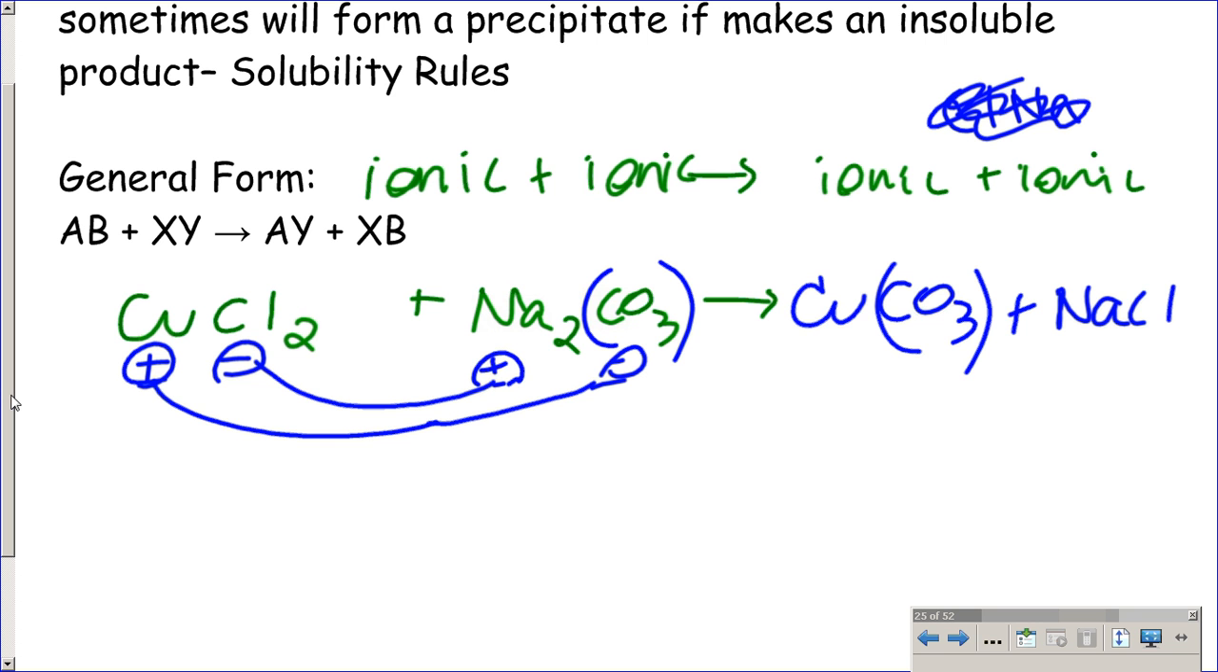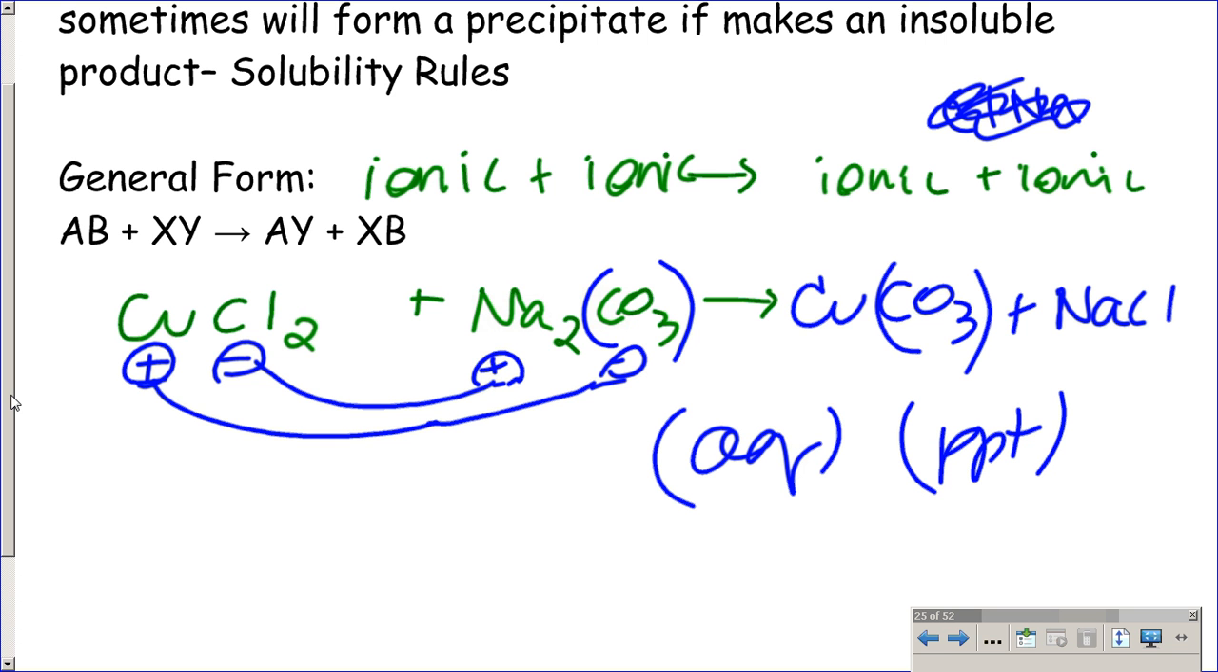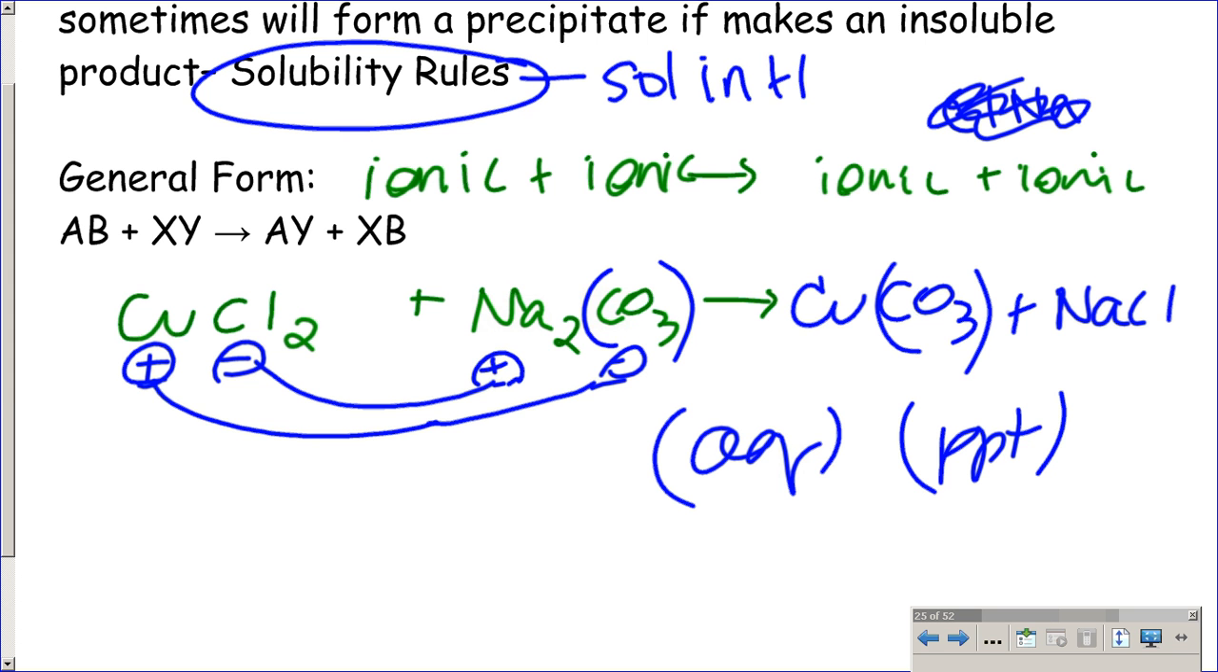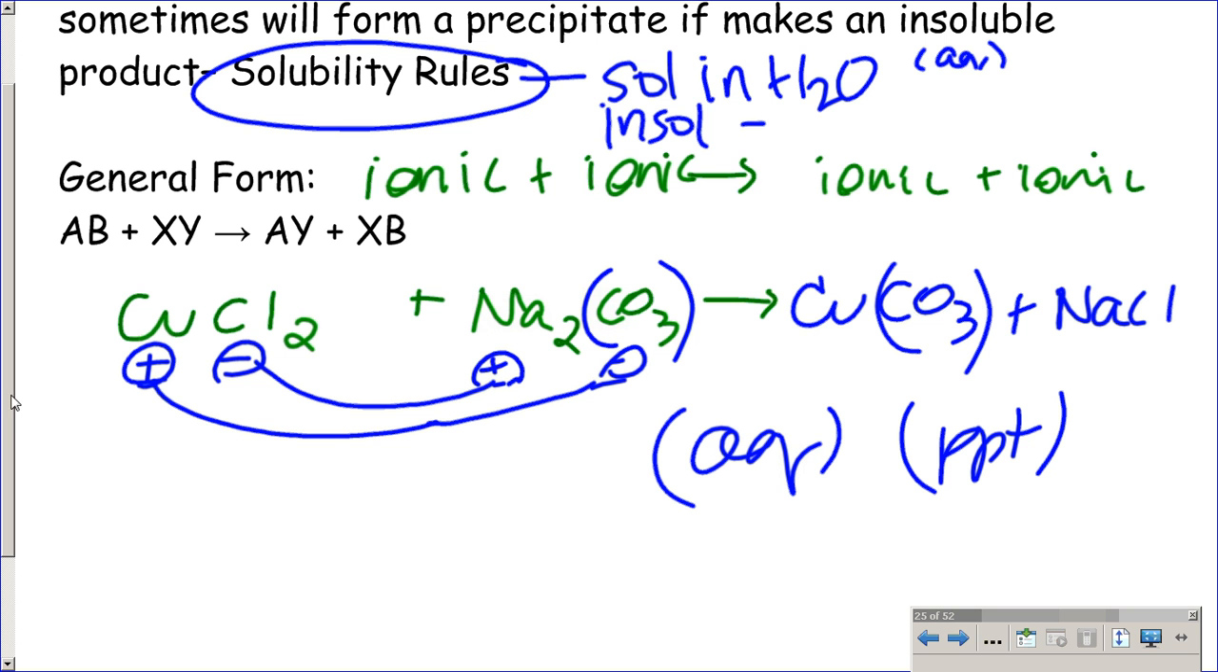So in this case, one of these is going to be aqueous, and one of these is going to be precipitate. So how would you figure out if one was a precipitate or not? You need to know these solubility rules. Basically, if something is soluble in water, how do you denote that as a subscript? Which of these? AQ, right. You write AQ to tell me it's soluble, it will ionize in water. If it's insoluble, that means it's going to form a solid in water, which you denote as PPT, precipitate. So let's look at the solubility rules, and you guys tell me which of these is the precipitate.